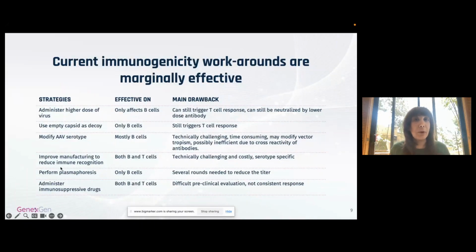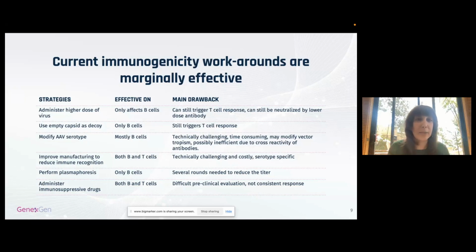There are other approaches such as modifying the AAV capsid or using a different AAV serotype each time you need to redose AAV. But this is also technically challenging and can be expensive, and you cannot really scale it up. And at the same time, think about the cost of therapy.